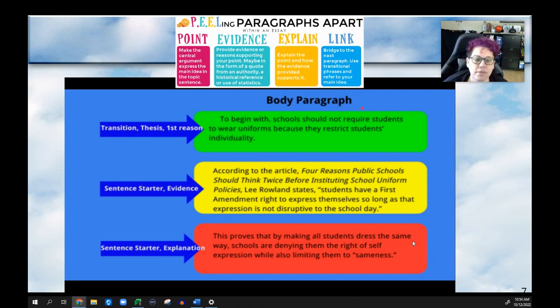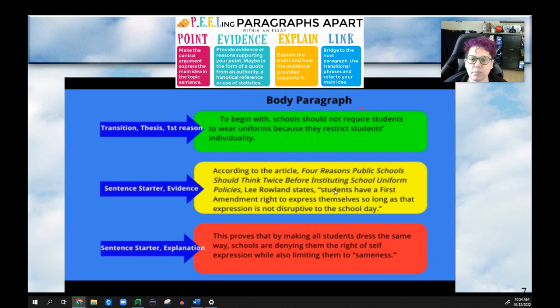Okay. And then your explanation. This proves that by making all students dress the same way, schools are denying them the right of self-expression while also limiting them to sameness. So now they're explaining how that goes. And then they would link it to the next paragraph as needed.